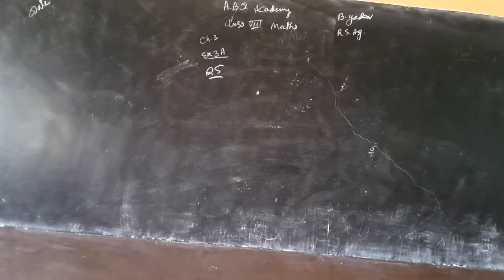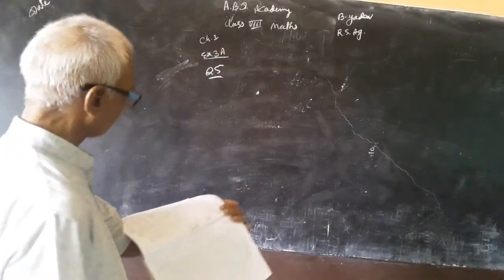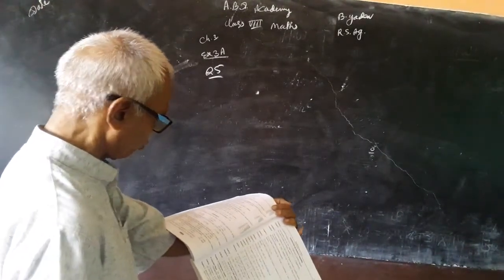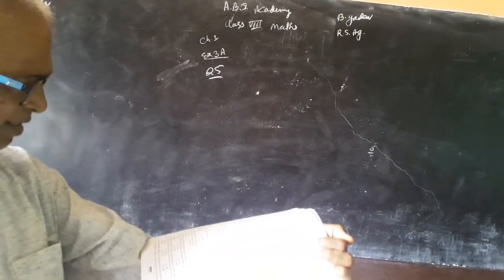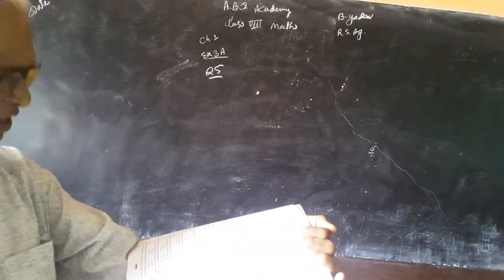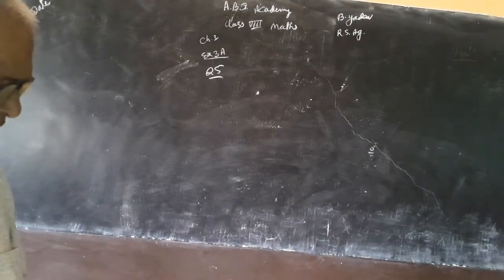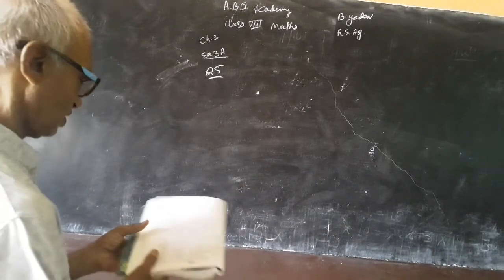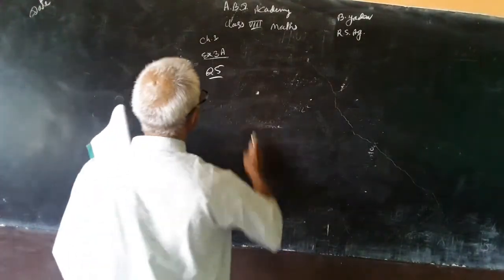Now question number 5. Find the largest number of two digit which is a perfect square. And in question 6 it is find the largest number of three digit which is a perfect square. So these two questions are similar. Question 5 and 6. 5 is find the largest number of two digit.